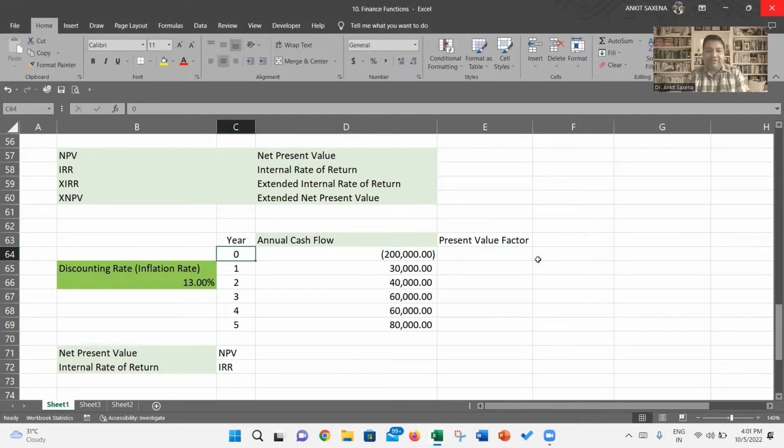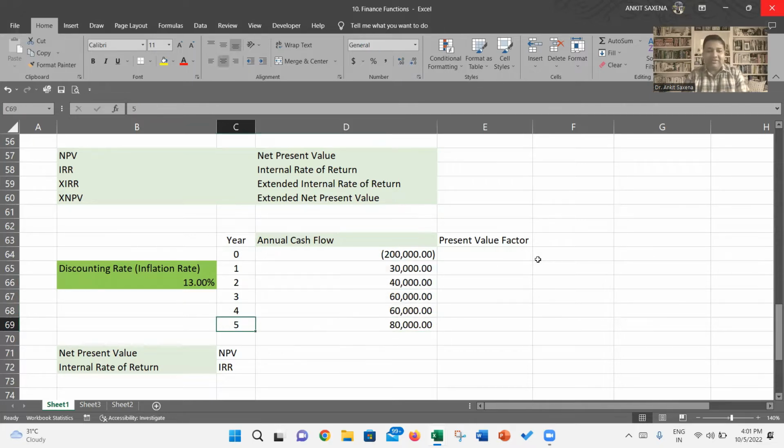We have an initial cash outflow of rupees 2 lakh at the initial time, and after 1 year we are getting 30,000, then in year 2 we are getting 40,000, in year 3 we are getting 60,000, same in year 4, and then in year 5 we are getting 80,000. So there's one single cash outflow, and there are 5 cash inflows that we are expecting here.